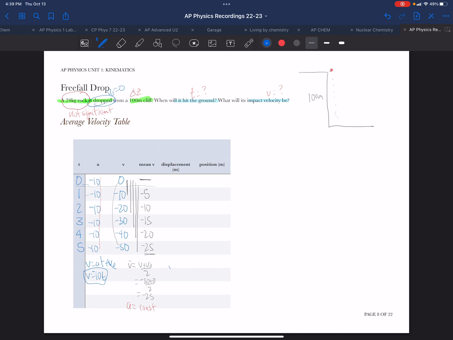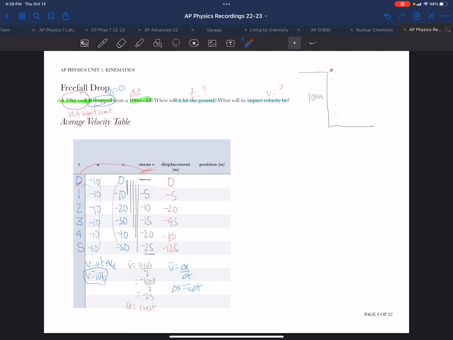Now, the displacement formula we have is related to average velocity, and average velocity is delta y over delta t. That is always true. So delta y, then, is the average velocity multiplied by the time interval. So the average velocity times the time is this column multiplied by that column. Well, 0 times anything is 0. And -5 times 1 is -5. -10 times 2 is -20. -45, -80, -125. And that -125 comes from -25 times 5, because we are multiplying the average velocity times the time to find the displacement.